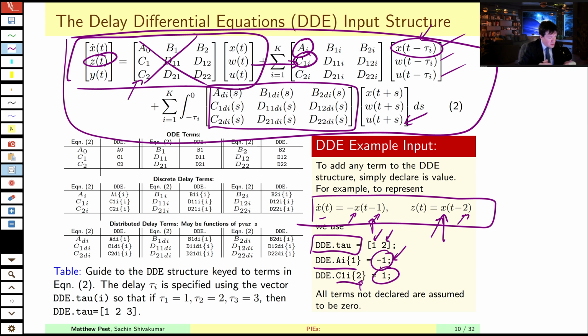We don't need to define every parameter that could possibly exist. We just need to define the ones that we need. And then the initialization routine sets everything else equal to 0. So this is just a list of the parameters in this DDE representation and the terms within the DDE structure which you can set, in MATLAB.